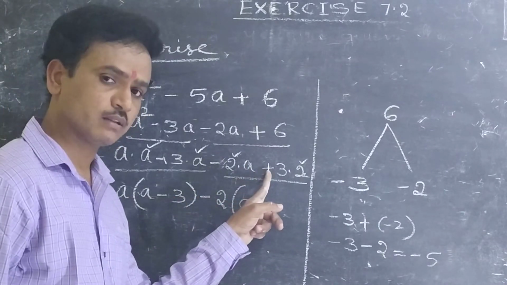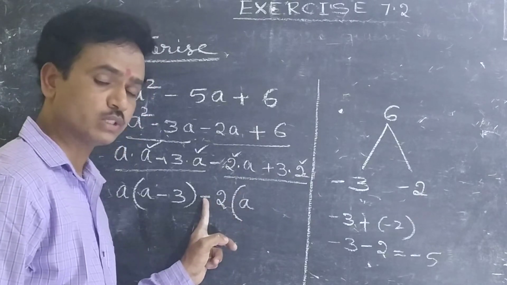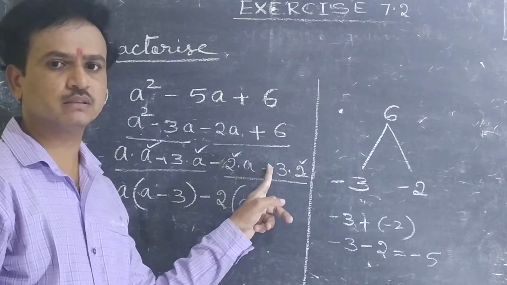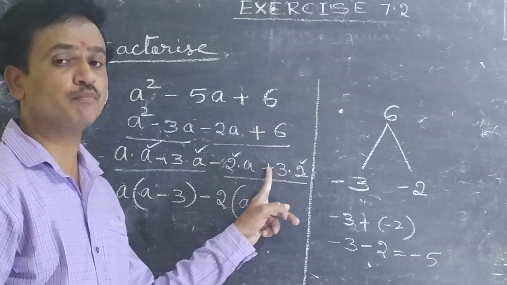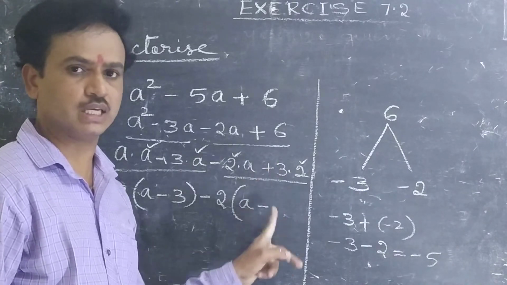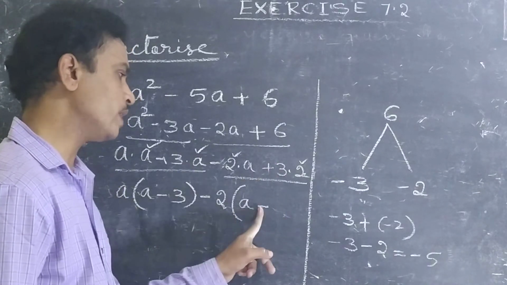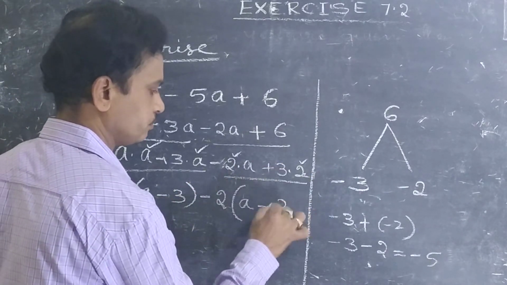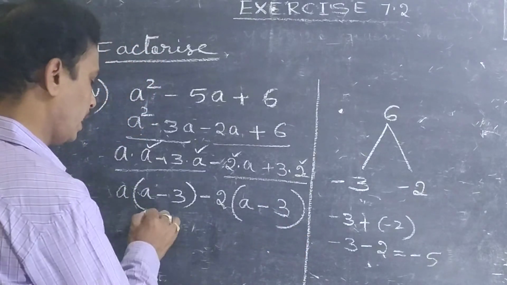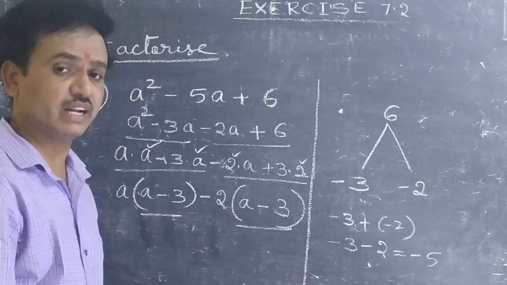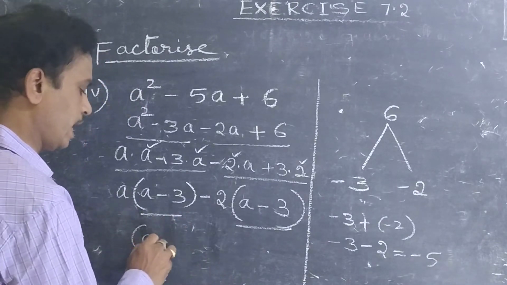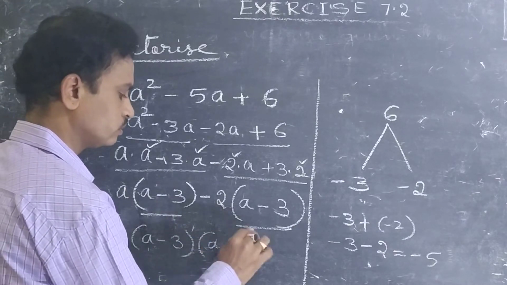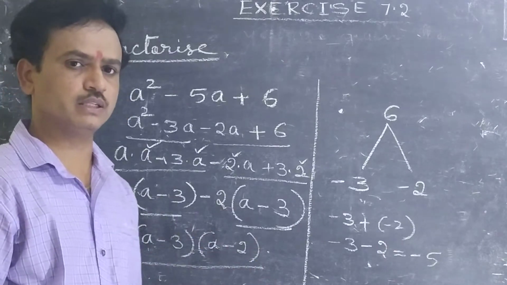Now here plus is there, but we took minus outside. Minus into minus, then it becomes plus. Don't write the plus sign directly here, that is wrong. So minus into minus, plus. Then 2 we took already outside, what is remaining? 3. Now a minus 3, that is common. So we should write a minus 3 one time, then a minus 2. This is the result.